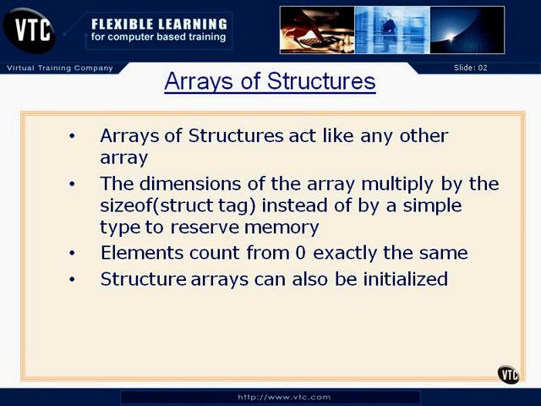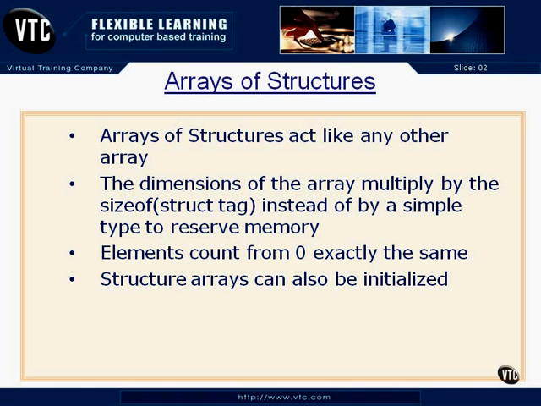We can also have arrays of structures. Just like we had arrays of integers or characters or any other simple type, we can have arrays of a complex type like a structure. It acts like any other array. You still use the bracketed subscripts, the bracket 0 bracket for the first element, and so on out through the number of elements that are in the array.